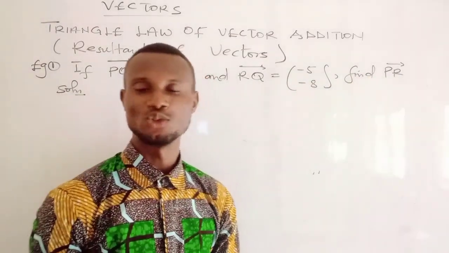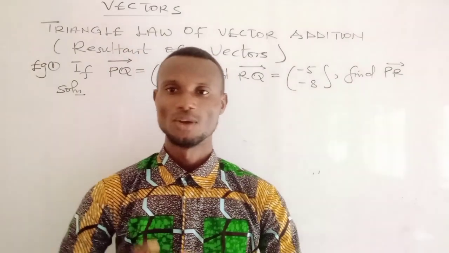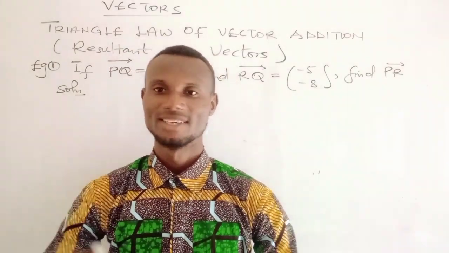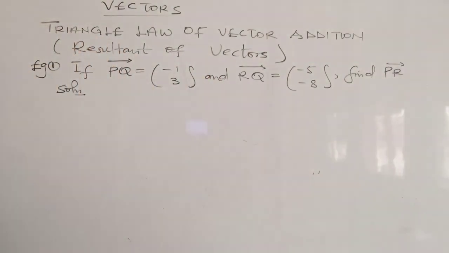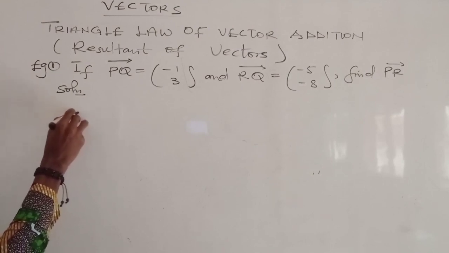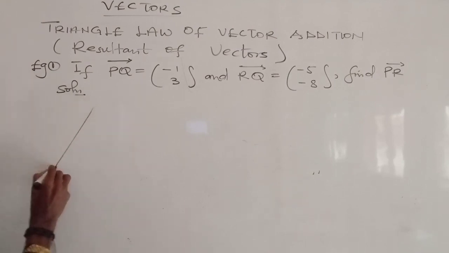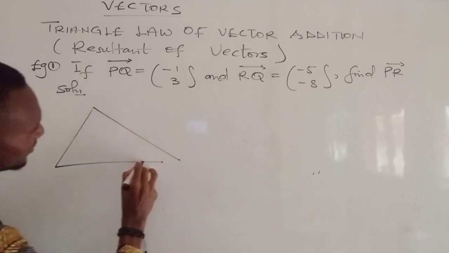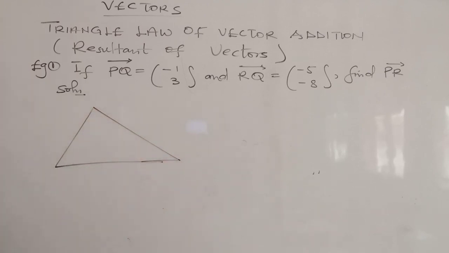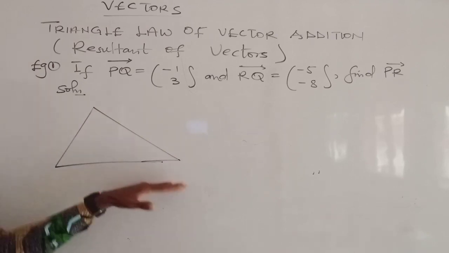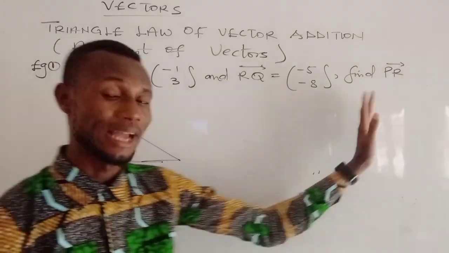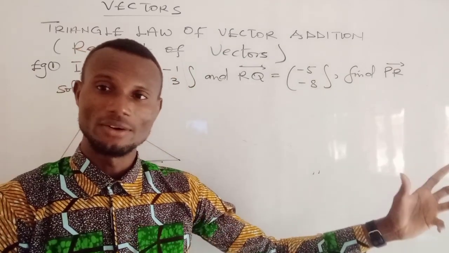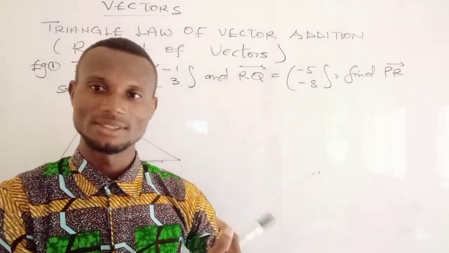Okay, and here we need to apply the knowledge on resultant of vectors, which is the same as the triangle law of vector addition. So I'm going to draw my triangle first. You first need to draw your triangle, and I hope you are following. So this is my triangle, and I've explained to you that whatever you are being asked to find is what is supposed to come at the base of the triangle, which is very important. You are being asked to find the vector PR, so I will draw the triangle in a way that PR will come at the base of the triangle.